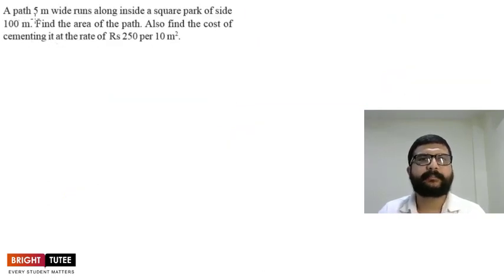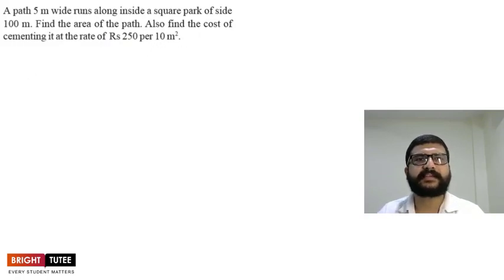The question is, a path 5 meters wide runs along inside a square of side 100 meters. So one square park is given, it is of 100 meter side, and there is a path which runs along the square park, inside the square park, and it is 5 meters wide. What we have to do is find the area of the path, and also find the cost of cementing it at the rate of rupees 250 per 10 square meters.